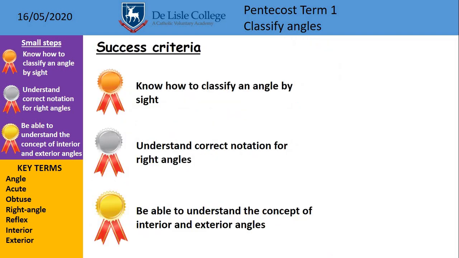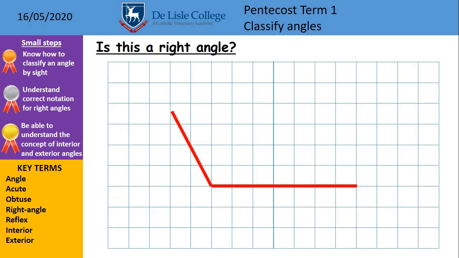Okay, so for today's lesson, we're going to classify an angle by sight, understand correct notation for right angles, and be able to understand the concept of interior and exterior angles. So, first of all, hopefully we are aware what a right angle is. So that we should know is not a right angle. Neither is that, nor that, and that is not a right angle either.